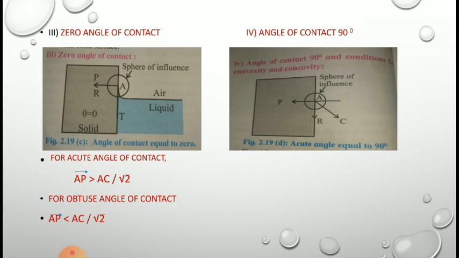From this, we can write the conditions for acute and obtuse angle of contact. For acute angle of contact, vector AP should be greater than AC divided by root 2. And for obtuse angle of contact, vector AP should be less than AC divided by root 2. So these are the conditions.